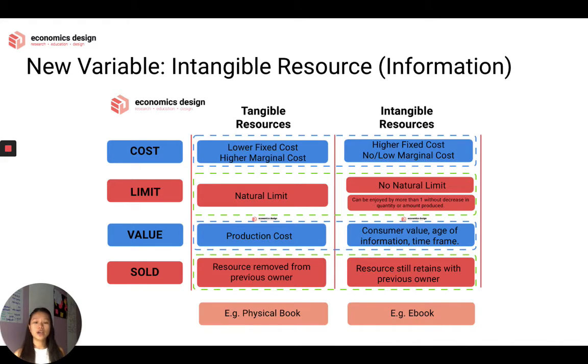But there's a comparatively higher fixed cost. When it comes to limit, there is a natural limit because I can't make 1 million gyozas a day. So there's a natural limit to how much can be produced. Even with machines, a machine can only make so much in a day based on the speed of production and the efficiency and stuff like that. When it comes to intangible resources, there is no natural limit. I can send it to whoever I want to send it to, however many people can watch it, and it can be enjoyed by as many people as possible without decreasing in quantity.